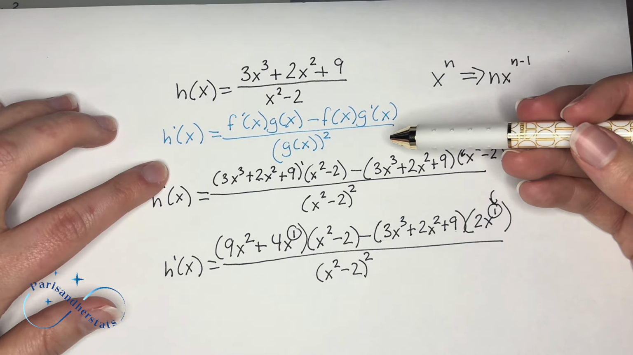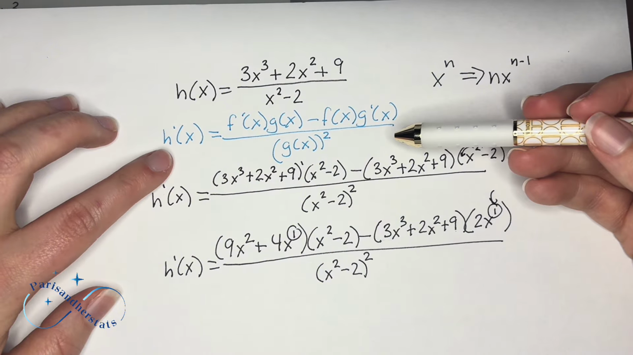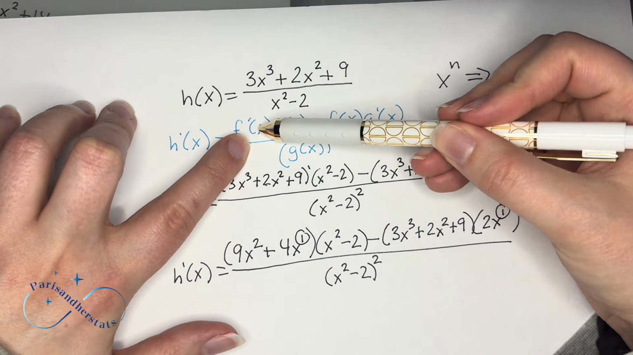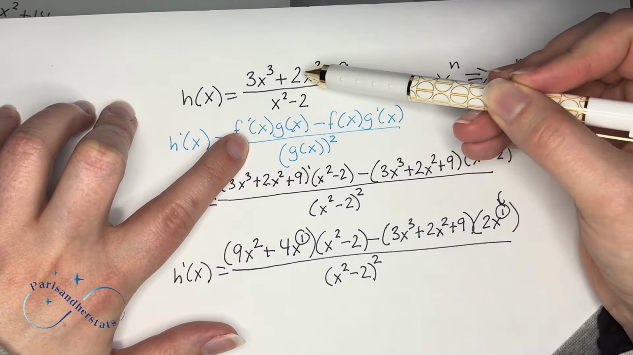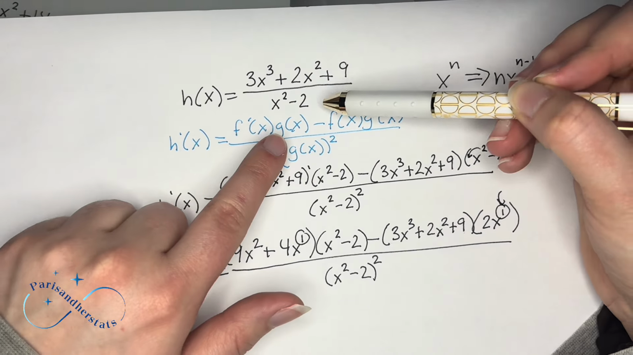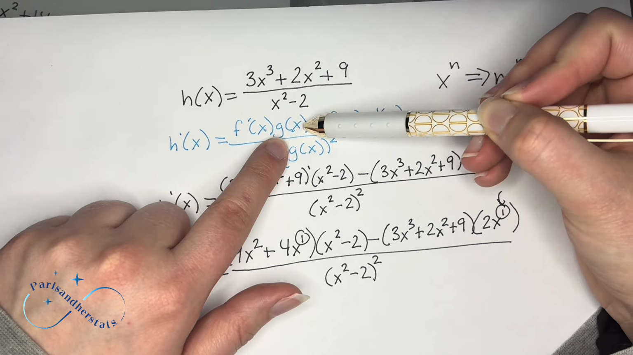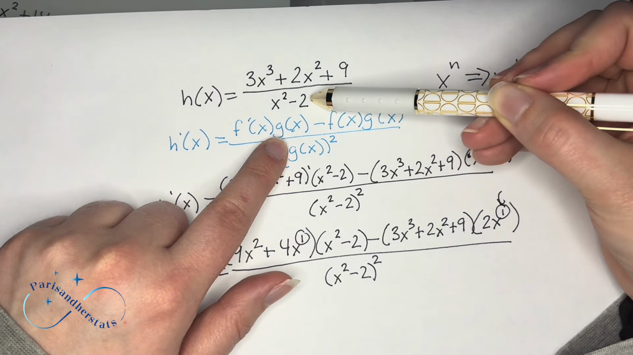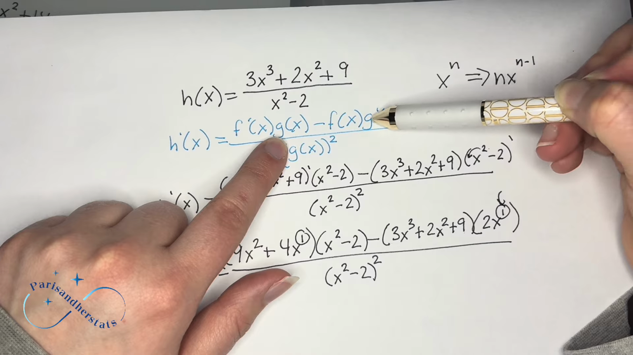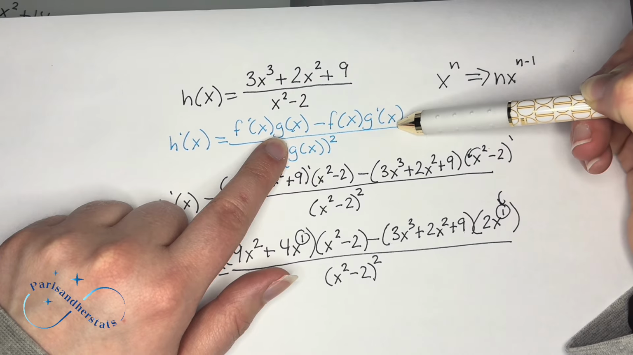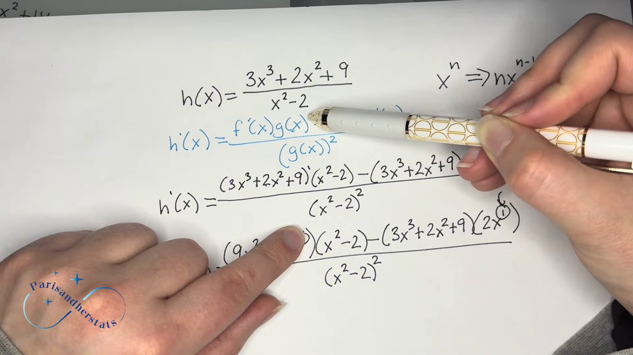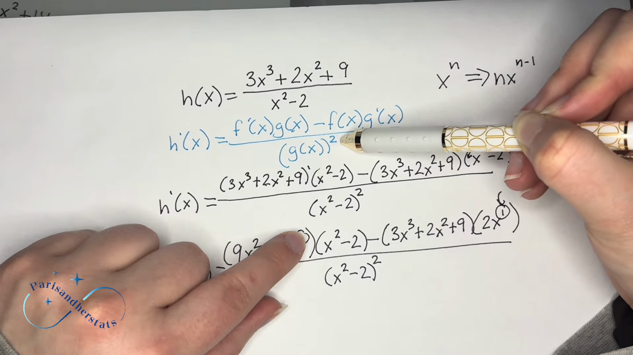The formula for the quotient rule tells us that the derivative of h of x is going to equal the derivative of our numerator, in this case we're calling this function here f of x, times the denominator g of x, minus f of x times the denominator again, but this time this prime symbol means we need to find the derivative. That is all going to be over g of x, our denominator, squared.